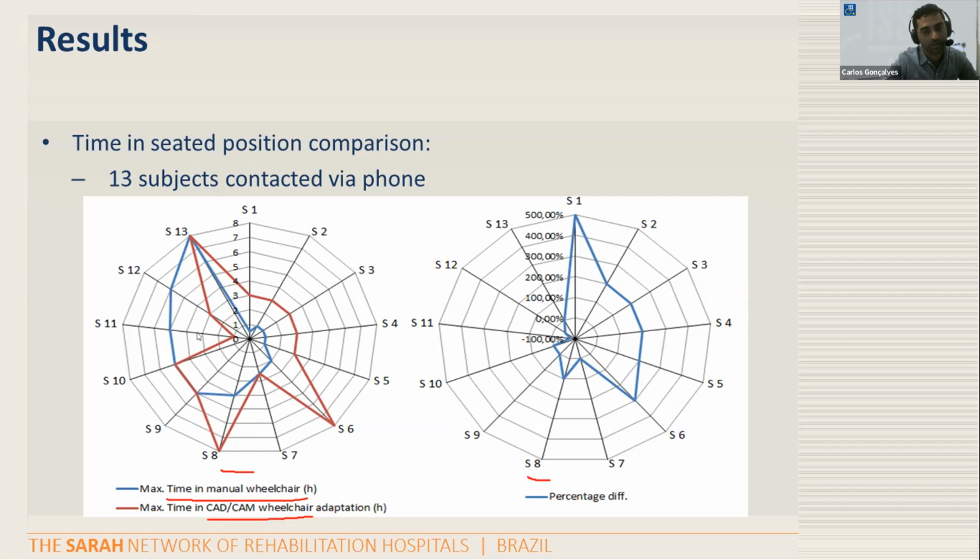And I would like to point out subject 1. She could stay less than an hour seated in the adaptation because of pain. And with our solution, she could stay at least 3 hours seated. And that was a major difference for her because she could go back to school, for example, and stay there for a longer period, taking classes with the caregiver.